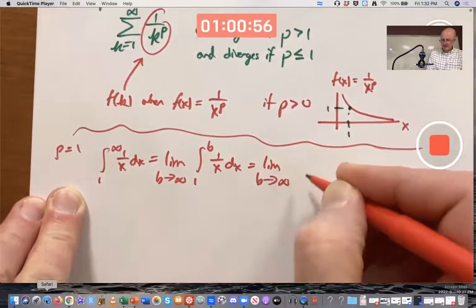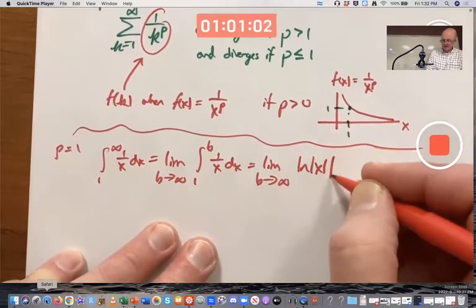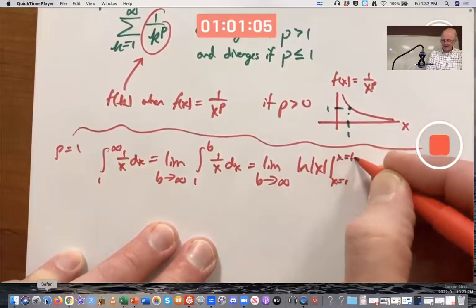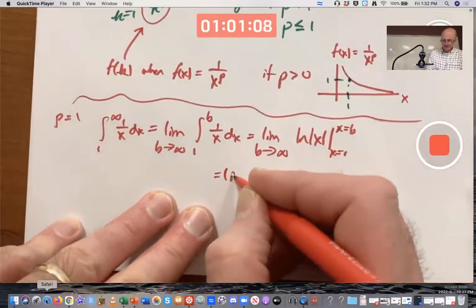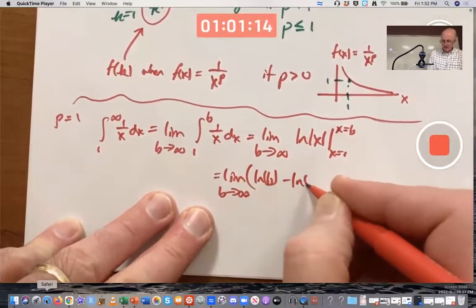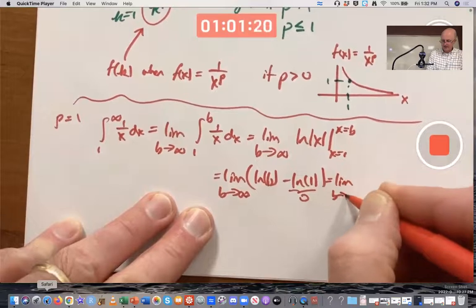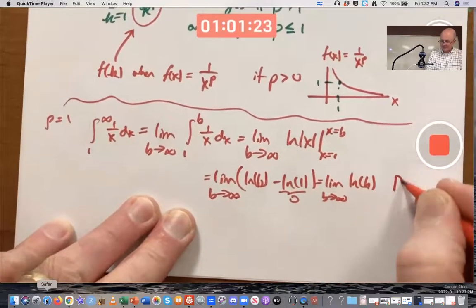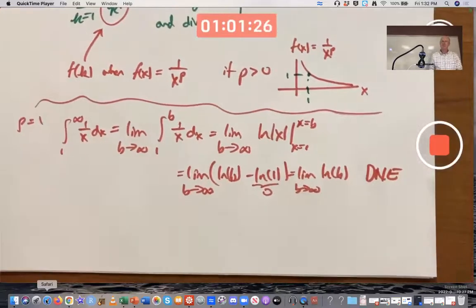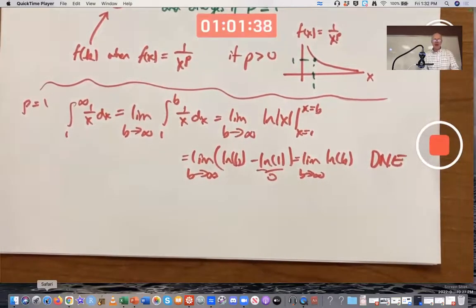And of course, integrating 1 over x gives you natural log, right? Technically speaking, in general, the absolute value of x, though that won't matter because both 1 and b are positive. You get the limit as b goes to infinity of natural log of b minus natural log of 1. Natural log of 1 is 0. This is the limit as b goes to infinity of natural log of b, which does not exist. Some people write it equals infinity, but I think it's better to say it does not exist. It does not exist in a special way.